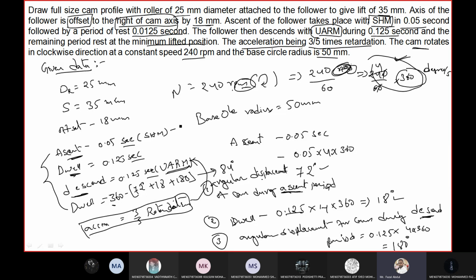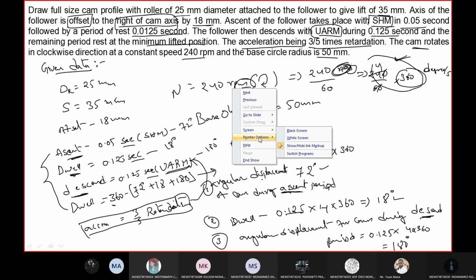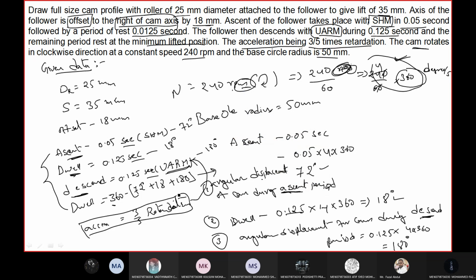So we got the values. This is the first ascent period value, we got 72 degrees. Then we got 18 degrees. Then this is how much, 180 degrees. Okay, let me check once again. 72 plus 18 plus 180 minus 360. Sorry, it is 90 degrees, not 84. It is 90 degrees. So all values we got.